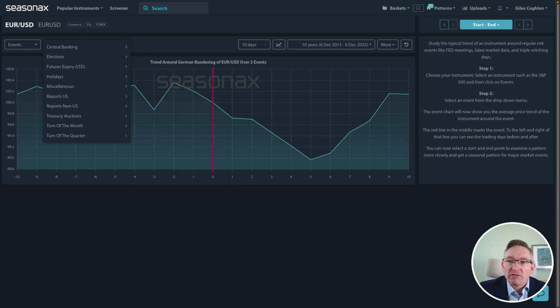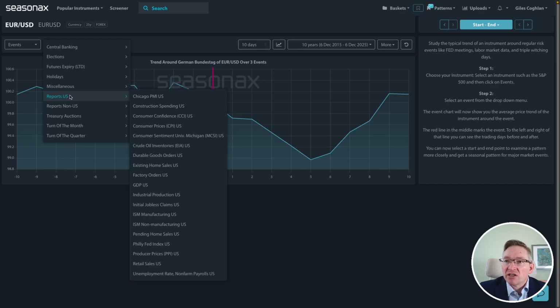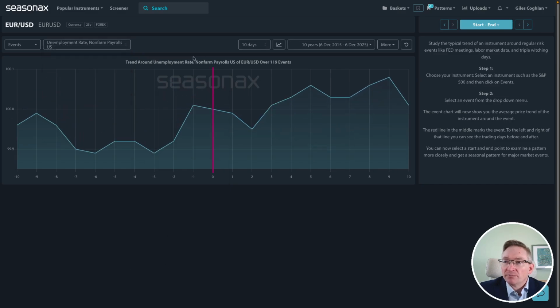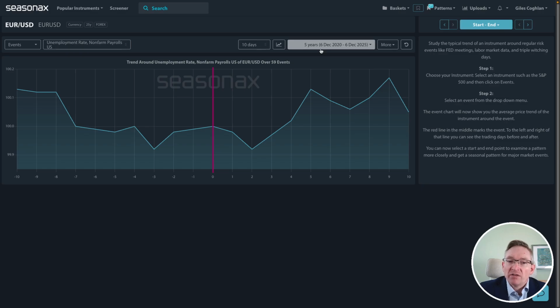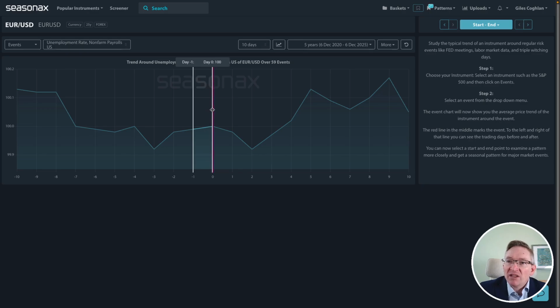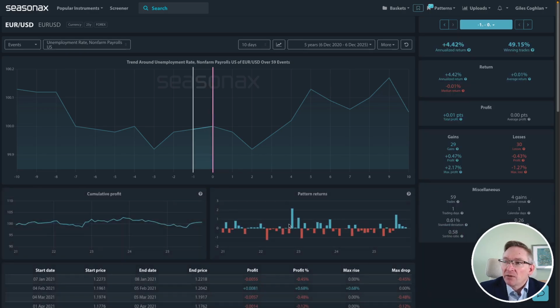When you click on an event, Seasonax will give you detailed statistics. Let's look at the euro dollar for the non-farm payrolls, for instance. Here's non-farm payrolls. And here we see the reactions of the euro dollar over the last 5 years. Let's say we want to see what tends to happen on the day of the non-farm payrolls. And here you see, the average return is 0.0%.